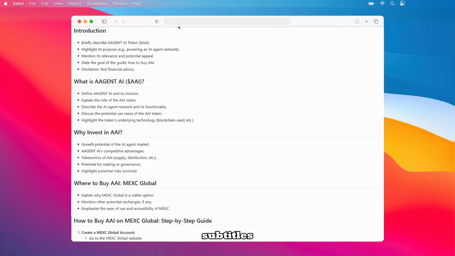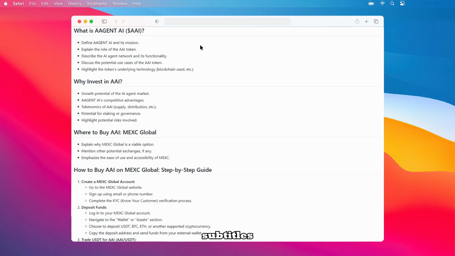So, what exactly is Agent AI? It's a project with a mission to revolutionize how AI agents operate, and the AI token plays a crucial role in this ecosystem. The AI agent network aims to provide a functional system, with the AI token acting as a key component. Potential use cases range from decentralized AI services to powering various applications. The underlying technology often involves a specific blockchain, so keep an eye out for which one AI utilizes.